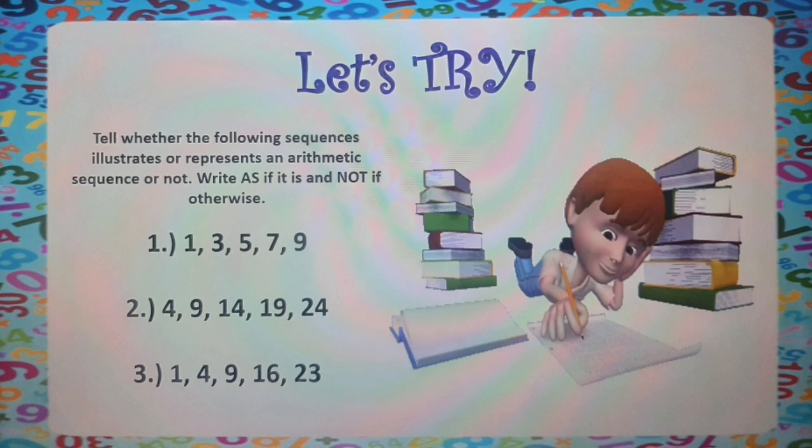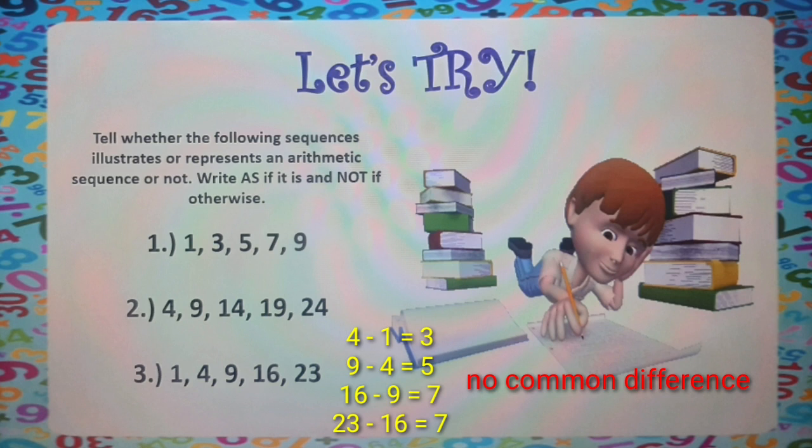And number 3: 1, 4, 9, 16, 23. Arithmetic sequence or not? 4 minus 1, you're going to have 3. 9 minus 4, 5. 16 minus 9, you're going to have 7. And 23 minus 16, you're going to have 7. So yes, it's very clear that we don't have a common difference. Therefore, number 3 is not an arithmetic sequence.